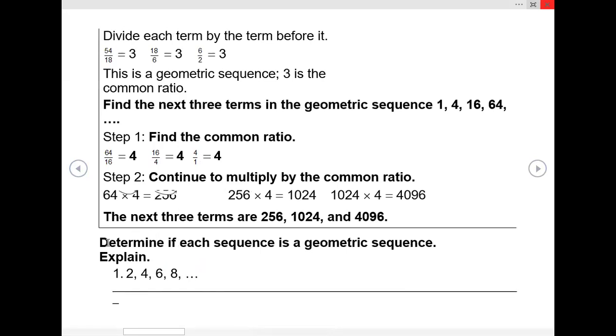Next part: determine whether each sequence is a geometric sequence or not. We want to know whether this sequence is a geometric sequence. So what we have to do, as I said, is divide each term by the previous one. It will be 8 divided by 6, which is 4 over 3.